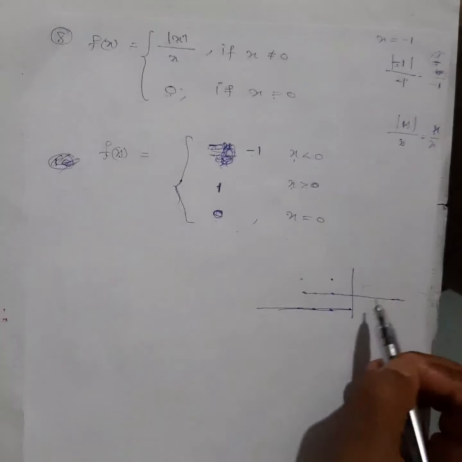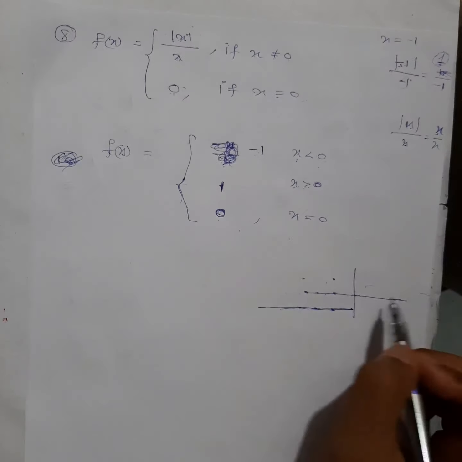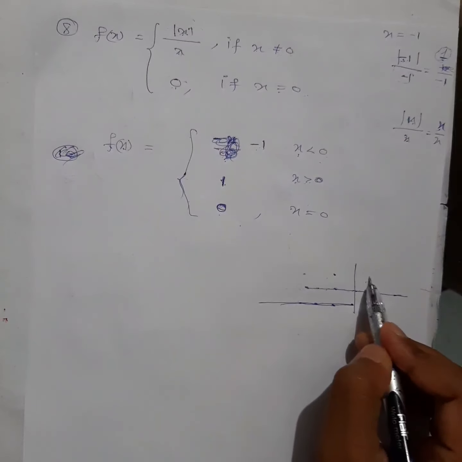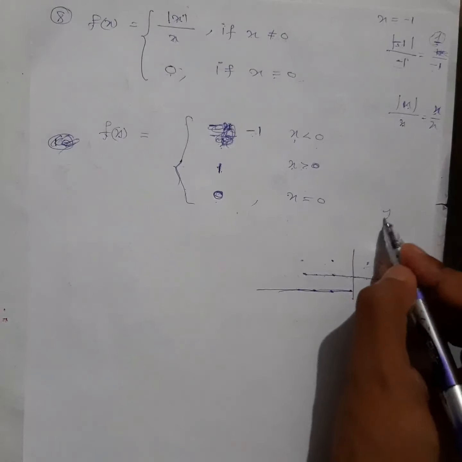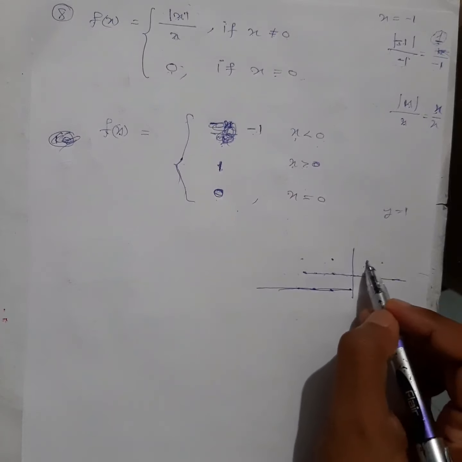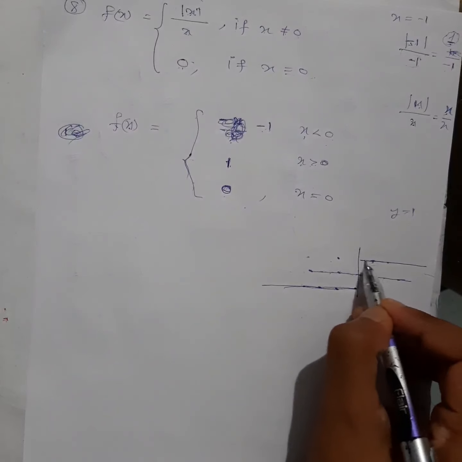So when you take x greater than 0, means 0.1, 0.2, 1, 2, 3, whatever you take, then your y will be what? 1. Means x1, y1. x2, y1. Means this is a constant function. Remember, y equal to 1. What will be the graph? Parallel to the x-axis. Remember, that's what the graph will be, right? Here. It will not touch this axis.